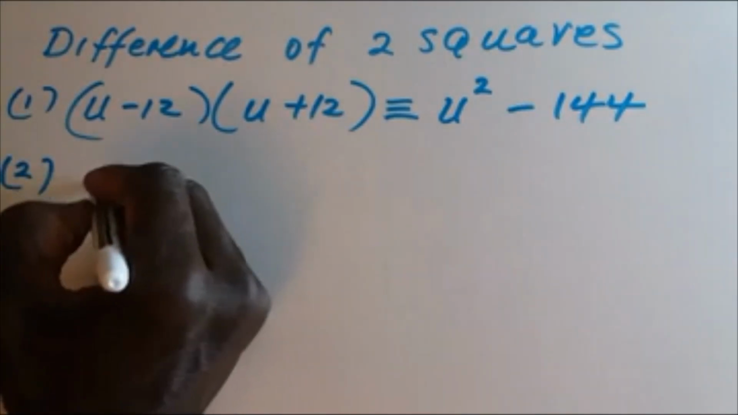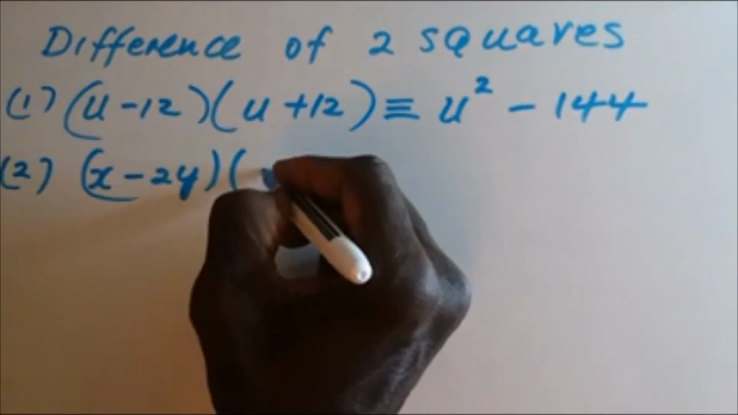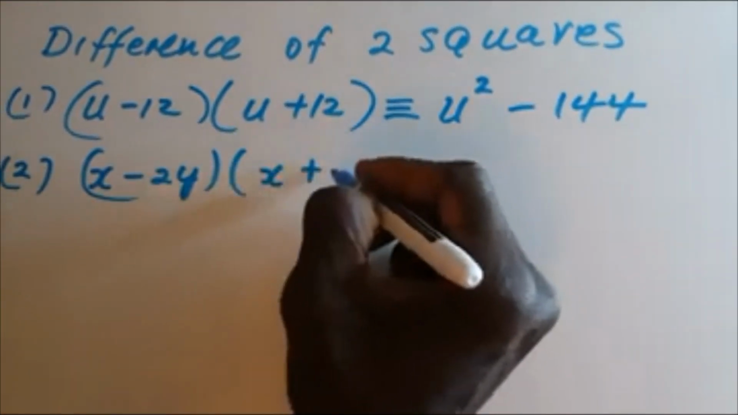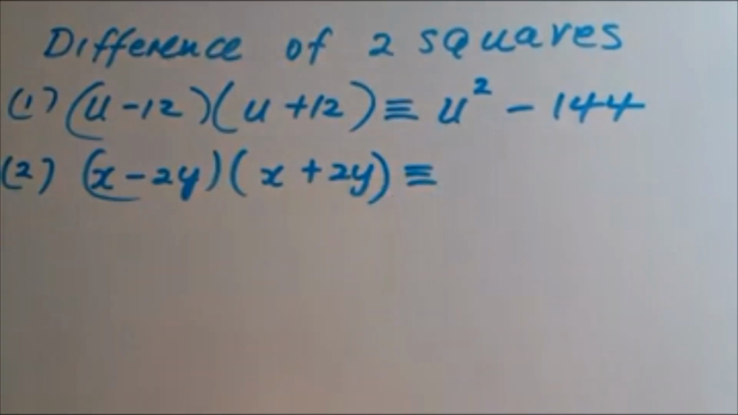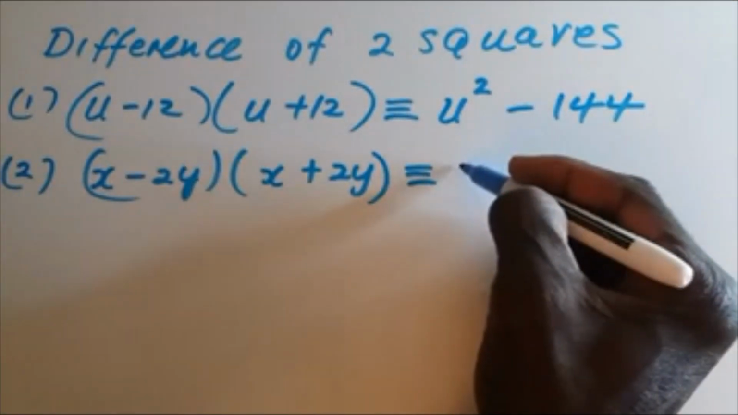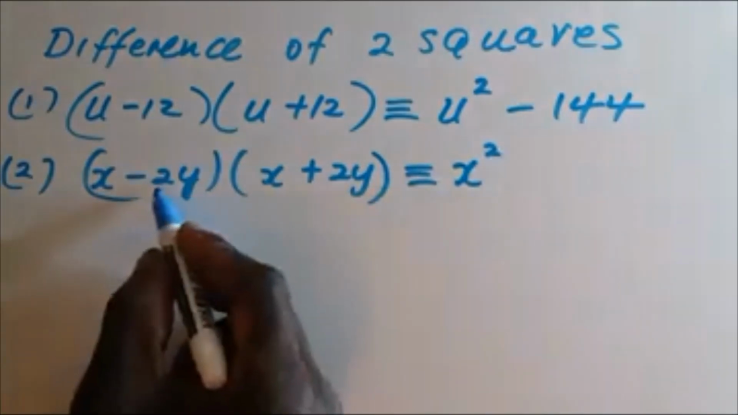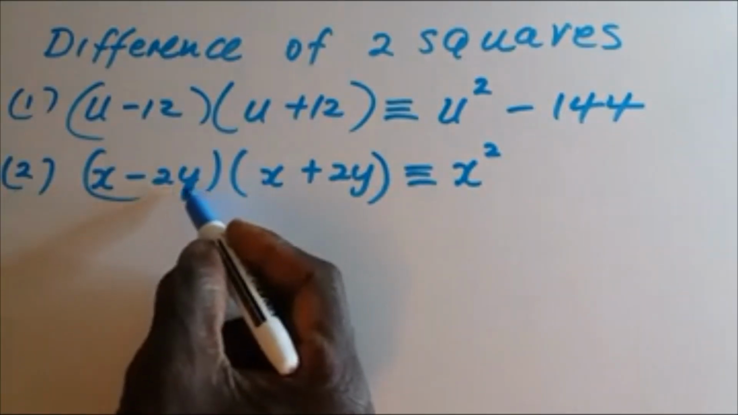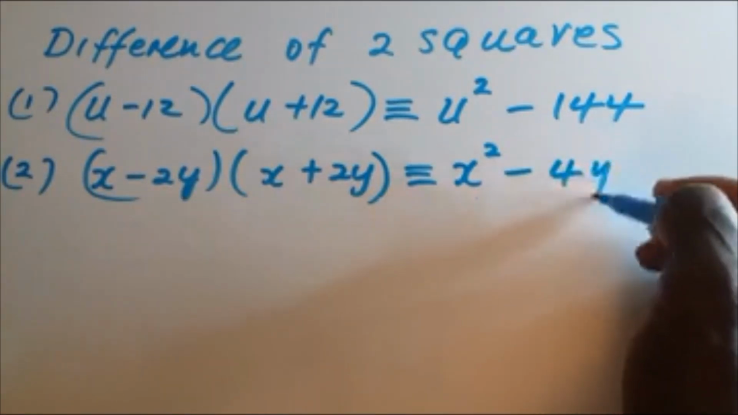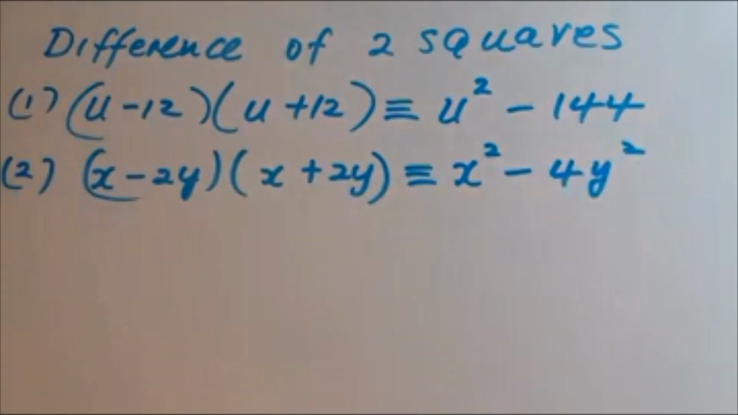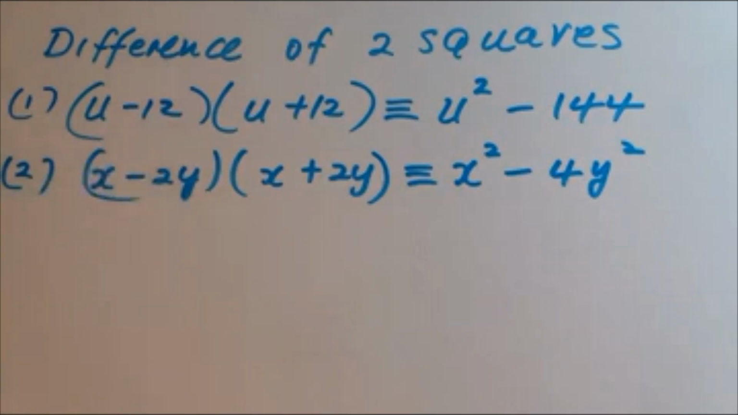Next we have (x minus 2y)(x add 2y). Again, we can write this off the bat by saying it's the difference between x squared and 2y squared, which will give us 4y squared. Remember, we're actually squaring both the 2 and the y.